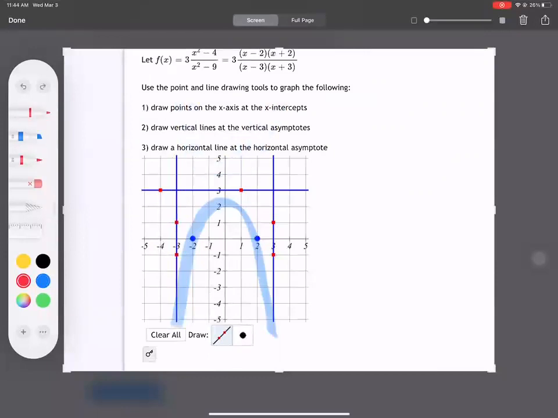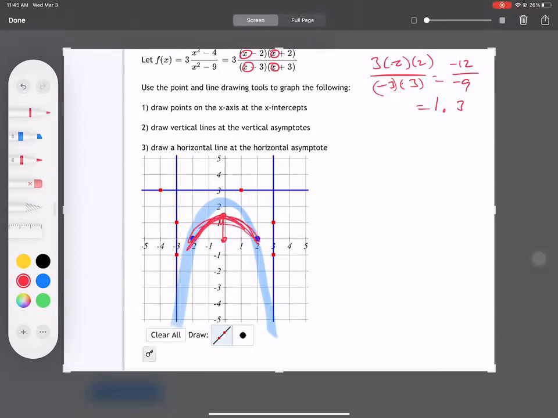Also, if you want to double check, you see how 0 is here? Let's plug in 0. That's 3 times negative 2 times 2 over negative 3 times 3. That's negative 12 over negative 9. It's 1 point something, 1.3. Okay, so 1.3. So it's actually going to be like right here.